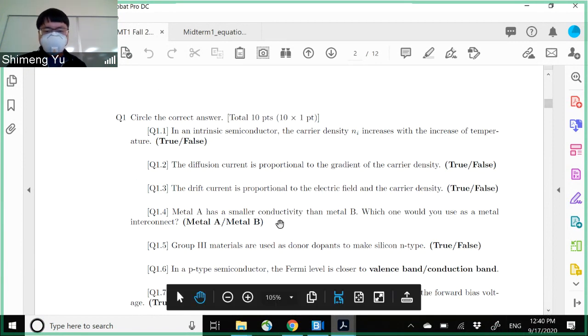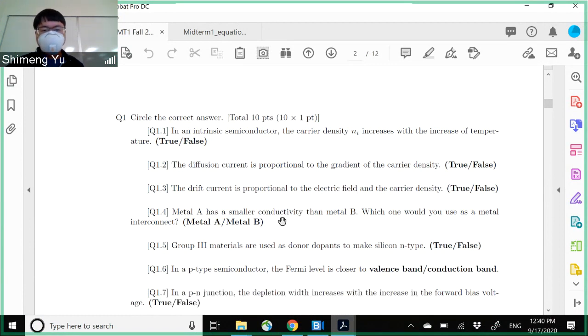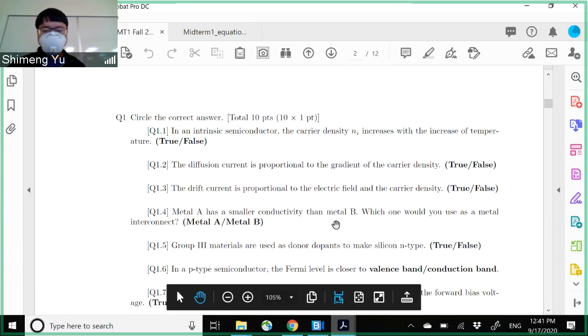Okay, so for interconnect, we prefer lower resistivity because the resistance is smaller, then the RC delay will be smaller. So smaller resistivity means higher conductivity. So then we prefer metal B, right? A has smaller conductivity, B has larger. So in this case, we prefer metal B.